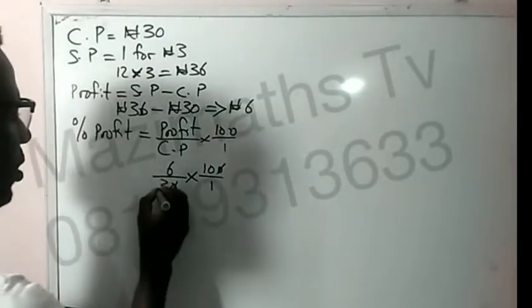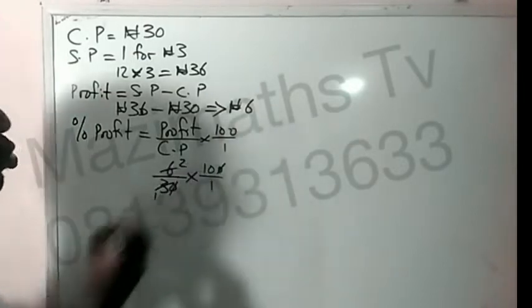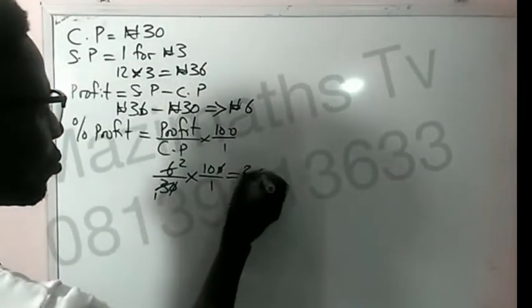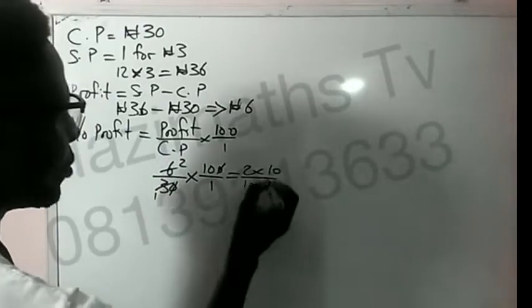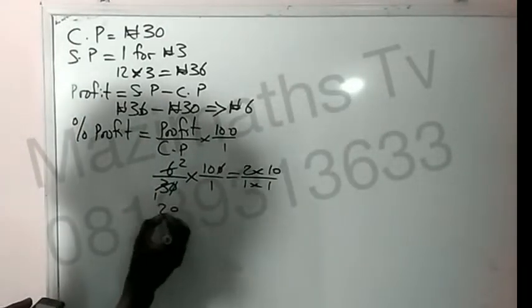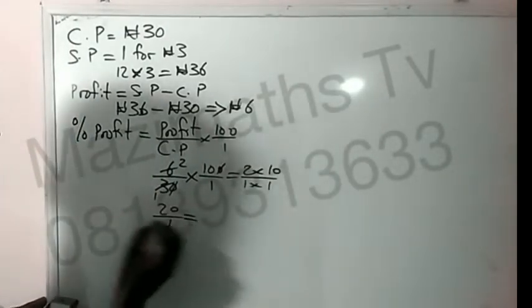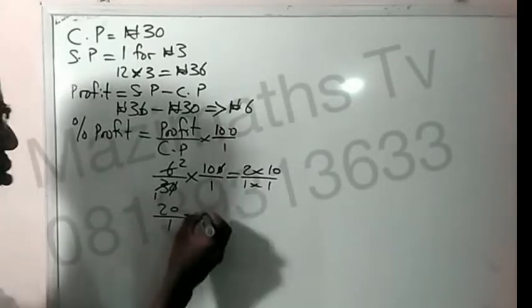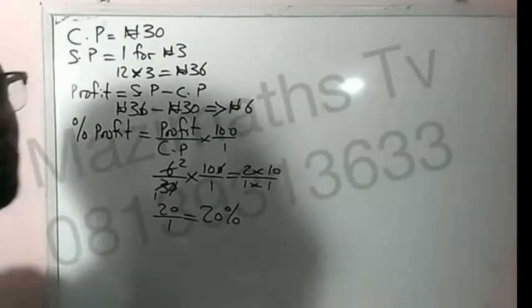Okay, so divide. 3 here, 1, 3, 6, 2. Okay, so here now you have 2 times 10 over 1 times 1. So 2 times 10 will give you 20. 1 times 1 will give you 1. When you count 20 and divide it by 1, you still get 20. So your final answer is 20%.